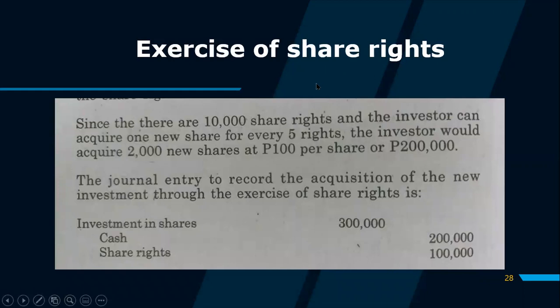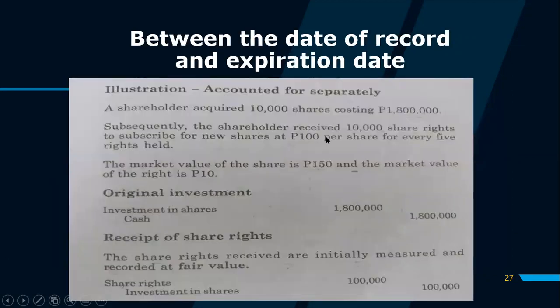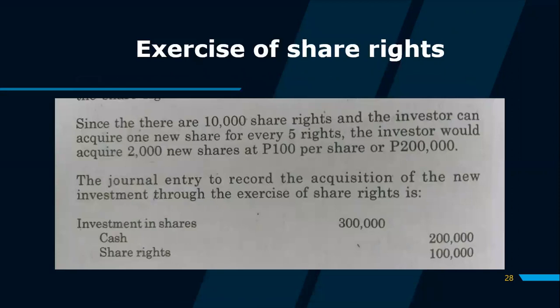So if the share right is exercised, we have the journal entry: investment in shares 300, cash 200, share rights 100. So the value of a share right is 10, as we had earlier, and here if you subscribe to a new share, you have 100 per share. So 100 times 10,000, you have 200. So the equivalent is 300,000.